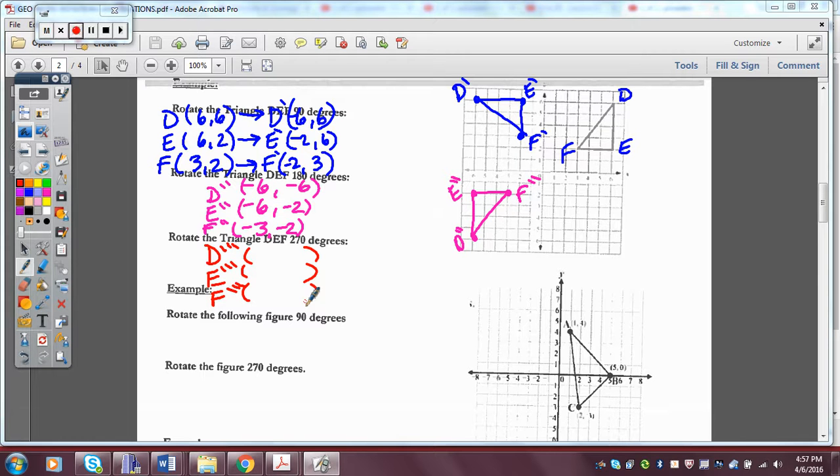So how we do this, we flip D prime, take the opposite of the first term. Flip E prime, take the opposite of the first term. Flip F prime, take the opposite of the first term. So now I'm good to go ahead and plot. 6, negative 6, 2, negative 6, E triple prime, and 2, negative 3 is F triple prime. And there I have it.